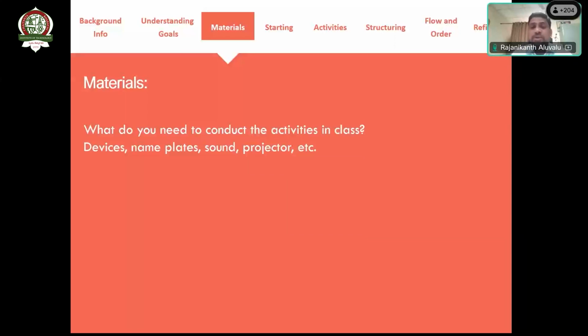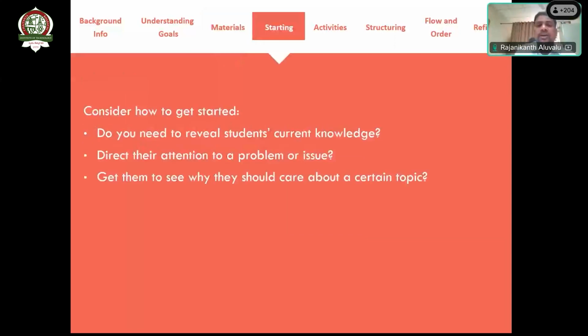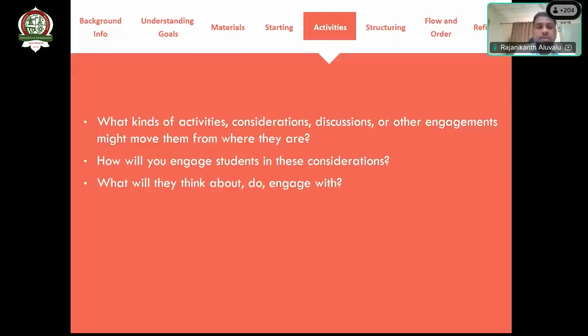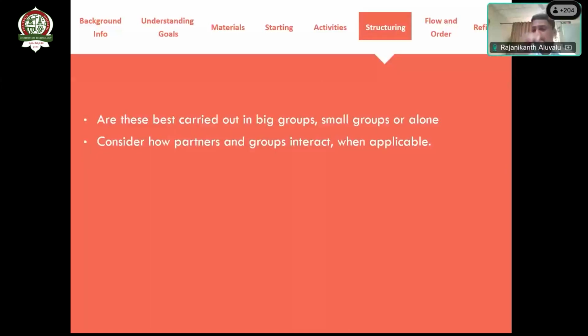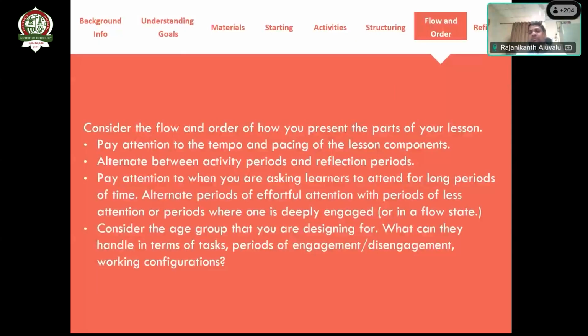The materials we have to mention well enough, and then we need to mention how you are going to start your session, what the activities are that are going to be part of your session, and then you have to structure them, the whole 50 minutes, and then give them the flow and order of your session. So this is how a session plan has to be prepared, which will be in line with that particular OBE.